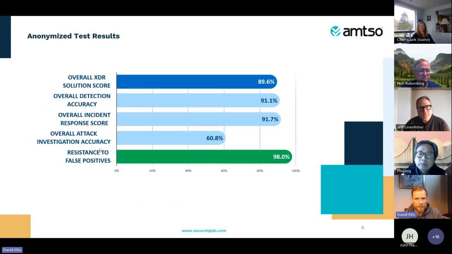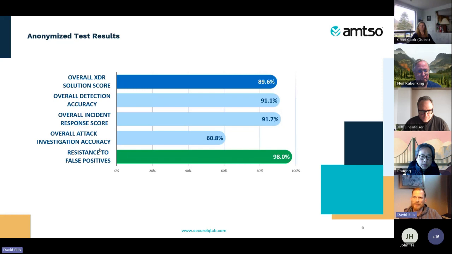So now the exciting part in terms of some of the results that we're seeing, aggregating all of the results so far together. Overall XDR solution score is doing quite well. We've baselined other technologies, and it's doing comparatively well to some of the other technologies that we baselined when we've tested in the past. Overall detection accuracy as well as incident response scores are also decent.